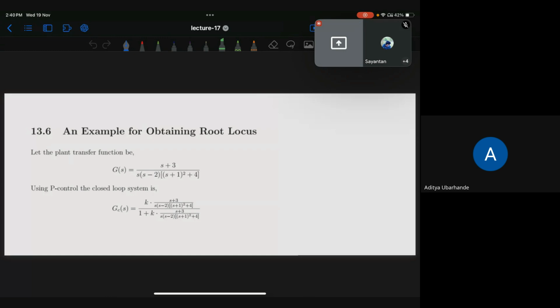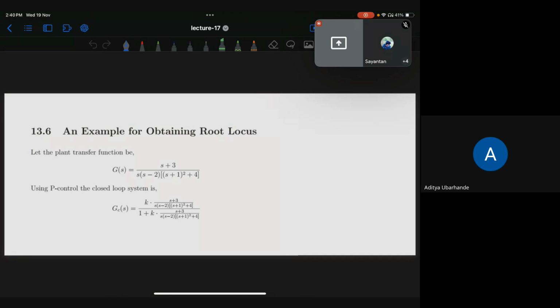As you know, root locus is a graphical technique where the controller parameter varies from 0 to infinity. This will give you a graphical view, or graphical locus, of all the closed loop poles.